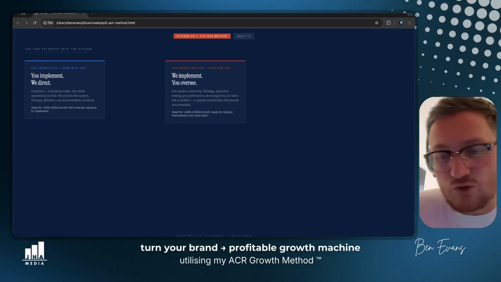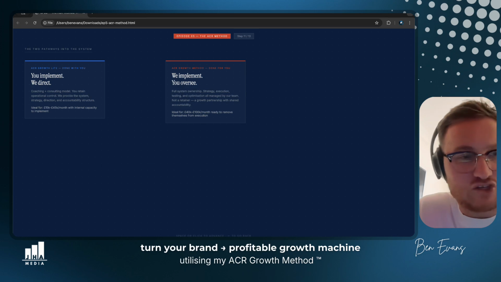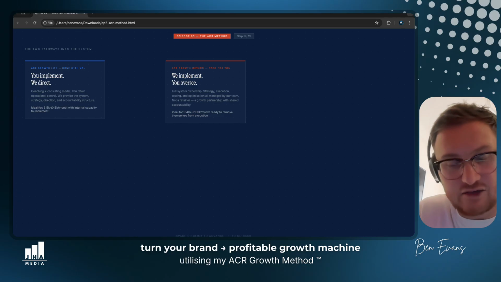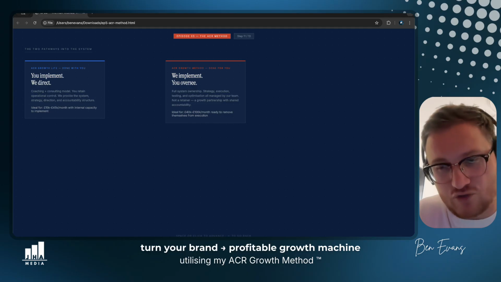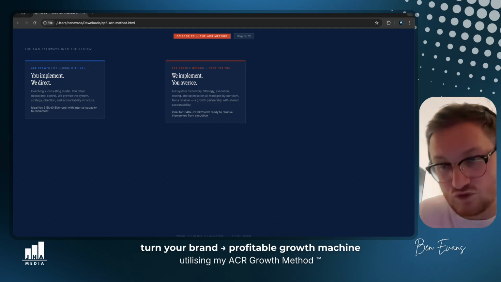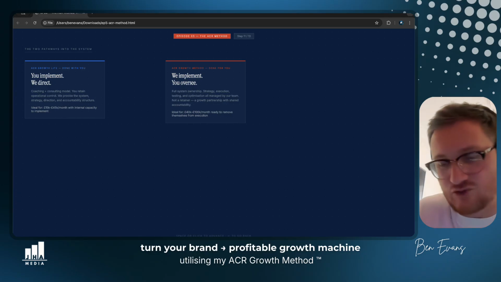Now, there are 2 pathways into the system. There is the you implement and we direct model, which is essentially the ACR growth light. This is a done with you offer, where essentially we provide a coaching and consulting model. You retain operational control, but we provide the system for you and the strategy direction and the accountable structure. This is typically ideal for businesses who are between 15 to 45K a month and they have internal capacity to actually implement. If you don't have internal capacity and you don't want to work in your business and you would rather work on your business, then I would recommend the done for you model.